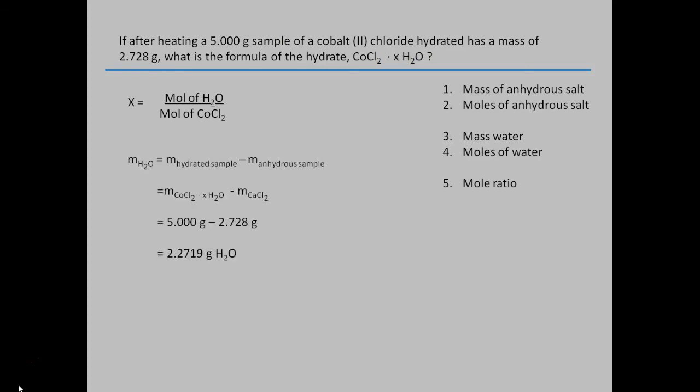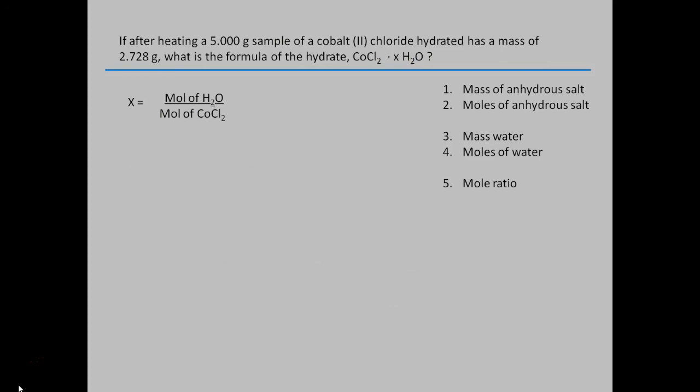Okay, then the next thing we have to do is determine our mass of water. That would be the mass of the hydrated salt minus the mass of the anhydrous salt, because the difference in the two masses is the water that was driven off through the heating process. So therefore, we can get our mass of water, and then we want to convert that into moles of water. And again, we know how to convert mass into moles. We should be very good at that by now. All we do is multiply by the inverse of the molar mass.